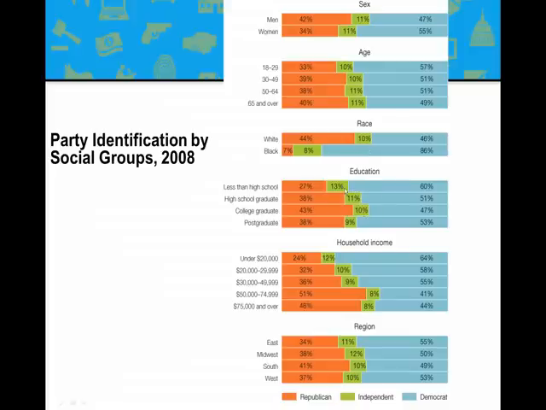Education, as you become more educated, the rise of the independent tends to decline, and so you tend to have more affiliation with one party or the other as you become more educated. And household income, you can see as income goes up, you tend to be more affiliated with the Republican Party, and you can see some regional differences as well. Okay, but by and large, Democrats tend to dominate, which should signal that Democrats should win more elections than Republicans, but that's not the case, and we can talk about that as we go through the lecture.